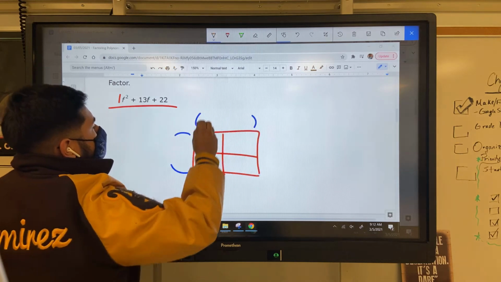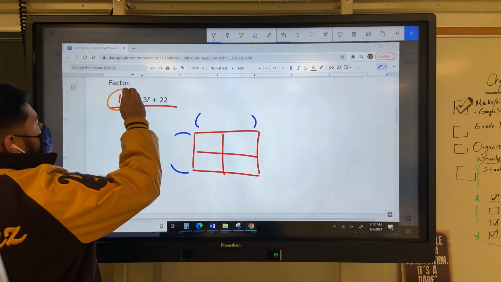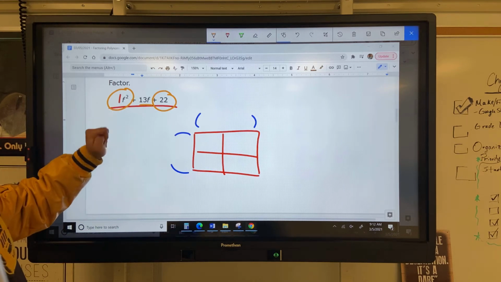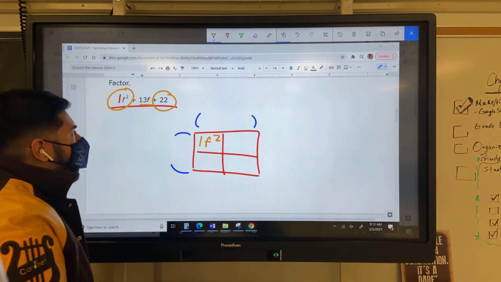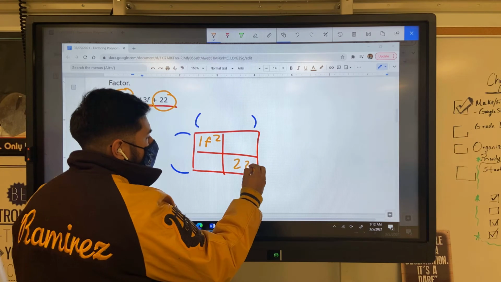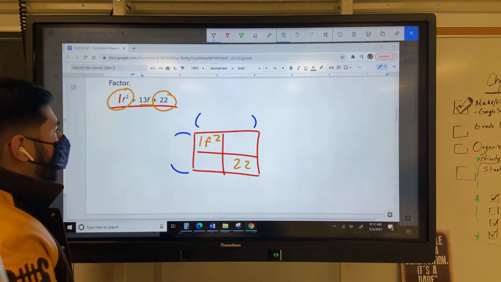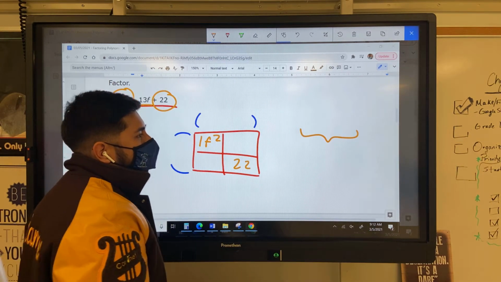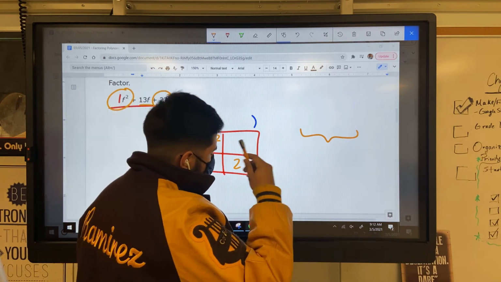So we're going backwards. So what do I do? Well, we should hopefully know where these two numbers go. We're not going to talk about 13 just yet, but we should know 1f squared goes right here in the corner because that's how we always get started. And that 22 is in the corner over here because my constant number is multiplied to that. Now, what about this 13? Well, this 13 was from where we lined up everything and we added the like terms.